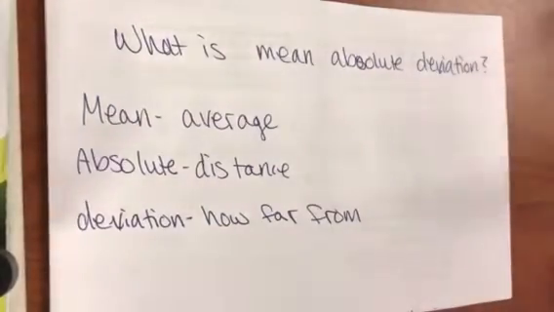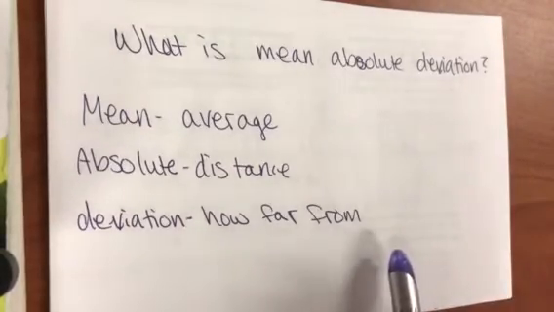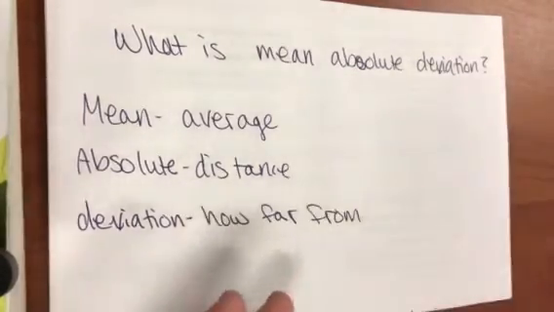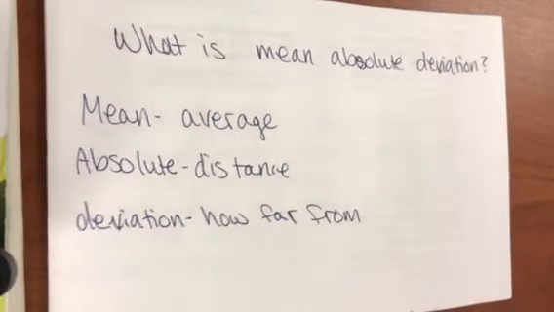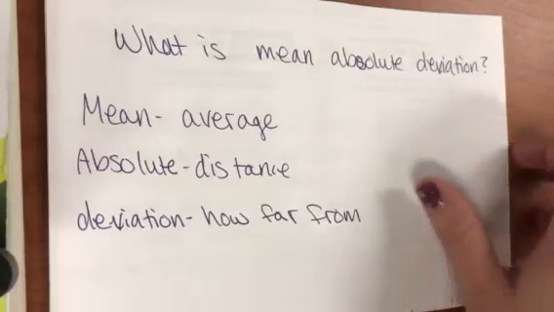Okay, so what does mean absolute deviation mean? Mean is your average. You've learned about averages, you've learned about means. Absolute sounds like absolute value, which is the distance from 0. Here it is the distance from another number. Deviation, how far from? So how far is the average from the original? Yeah, it's complicated. Let's just show you.